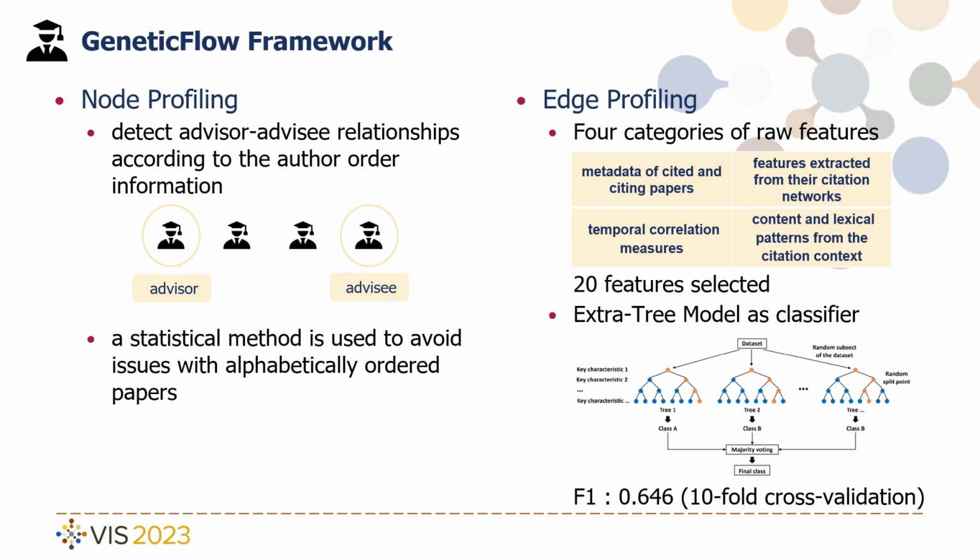To find extend-type citations, four categories of raw features, including metadata of cited and citing papers, features extracted from their citation networks, temporal correlation measures, and content and lexical patterns from the citation context and full text, are engineered and evaluated for their significance in differentiating extend-type and non-extend citations. 20 features are finally selected based on correlation analysis and significance tests. We finally adopt the Extra Trees model as the best classifier, because it achieves an F1 score of 0.66 in tenfold cross-validation test.